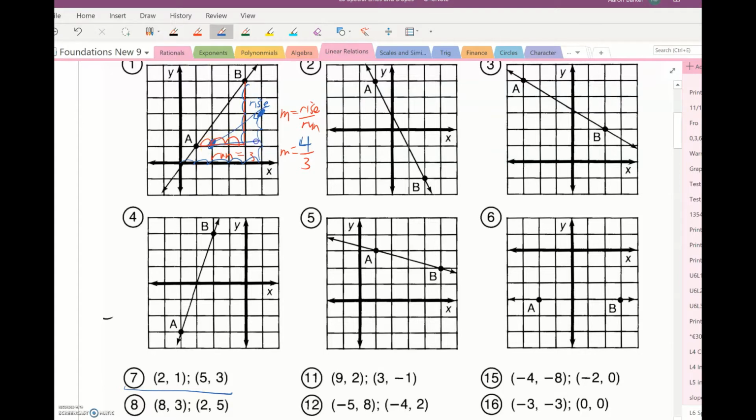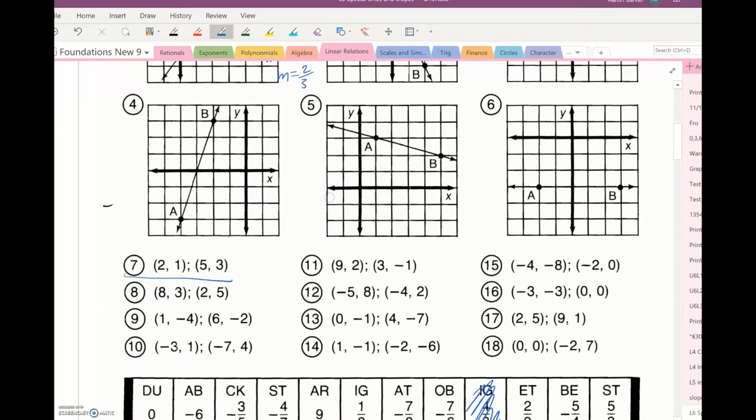And so now I have my line so I can count. So my rise will be 2 and my run will be 1, 2, 3, 3. So my slope will be rise over run, 2/3. And so that's the answer for question 7. Okay, but what you need to do is just plot on a grid.